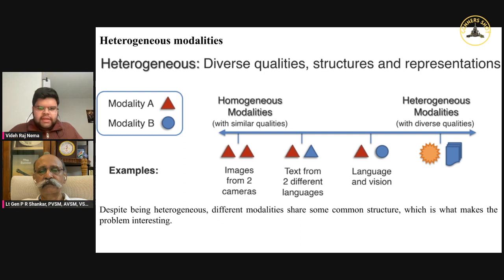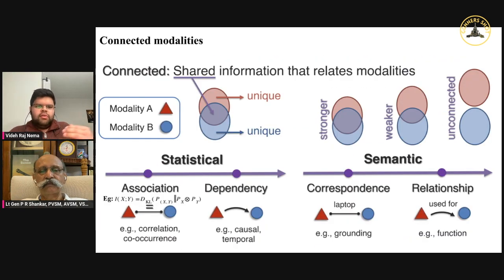If they were completely distinct from each other, there would be no point in fusing. They have some common structure, which is why you have these shared connections, and these could arise, for example, from some correspondence. For example, you see rain and clouds together, so you know there's some correspondence between rain and clouds. Similarly, sometimes you see some dependencies.